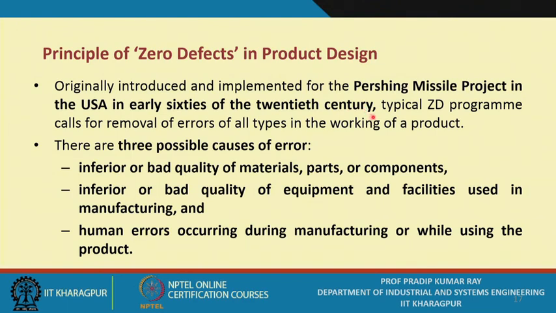And exactly in December 1961, a typical ZD program calls for removal of errors of all types in the working of a product. Now, the question is, what are the possible causes of error? There are three possible causes of errors. First one is the inferior or bad quality of material, parts or components. Second reason is the inferior or bad quality of equipment and facilities used in manufacturing. And the third one is the human error occurring during manufacturing or while using the product.